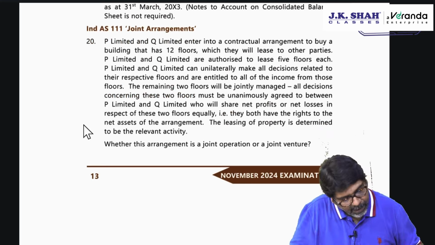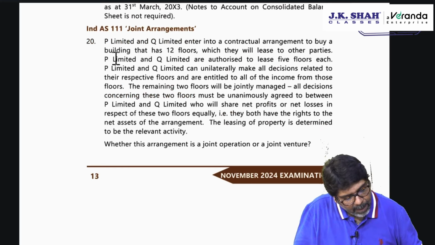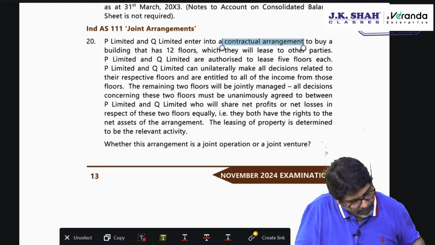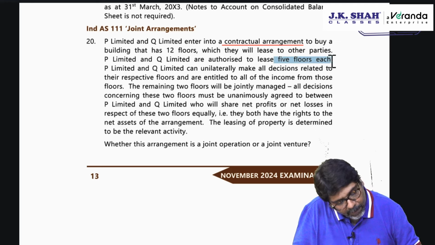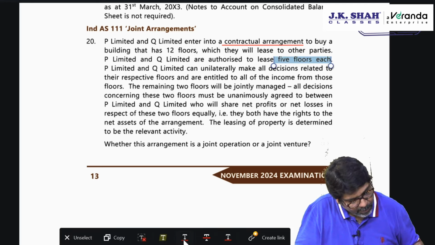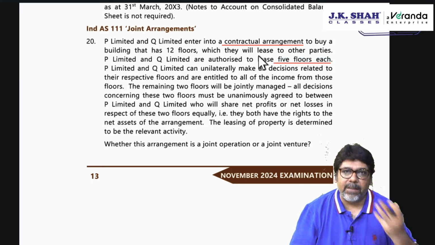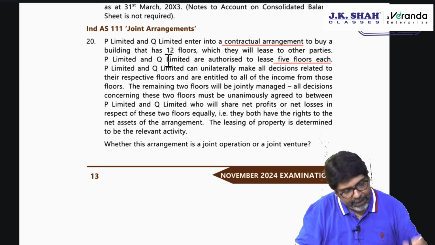Let's read it. P Limited and Q Limited enter into a contractual agreement to buy a building that has 12 floors which they will lease to other parties. P Limited and Q Limited are authorized to lease 5 floors each. So for P Limited, 5 floors is an investment property. For Q Limited, 5 floors is an investment property. Only 2 floors are into joint venture.